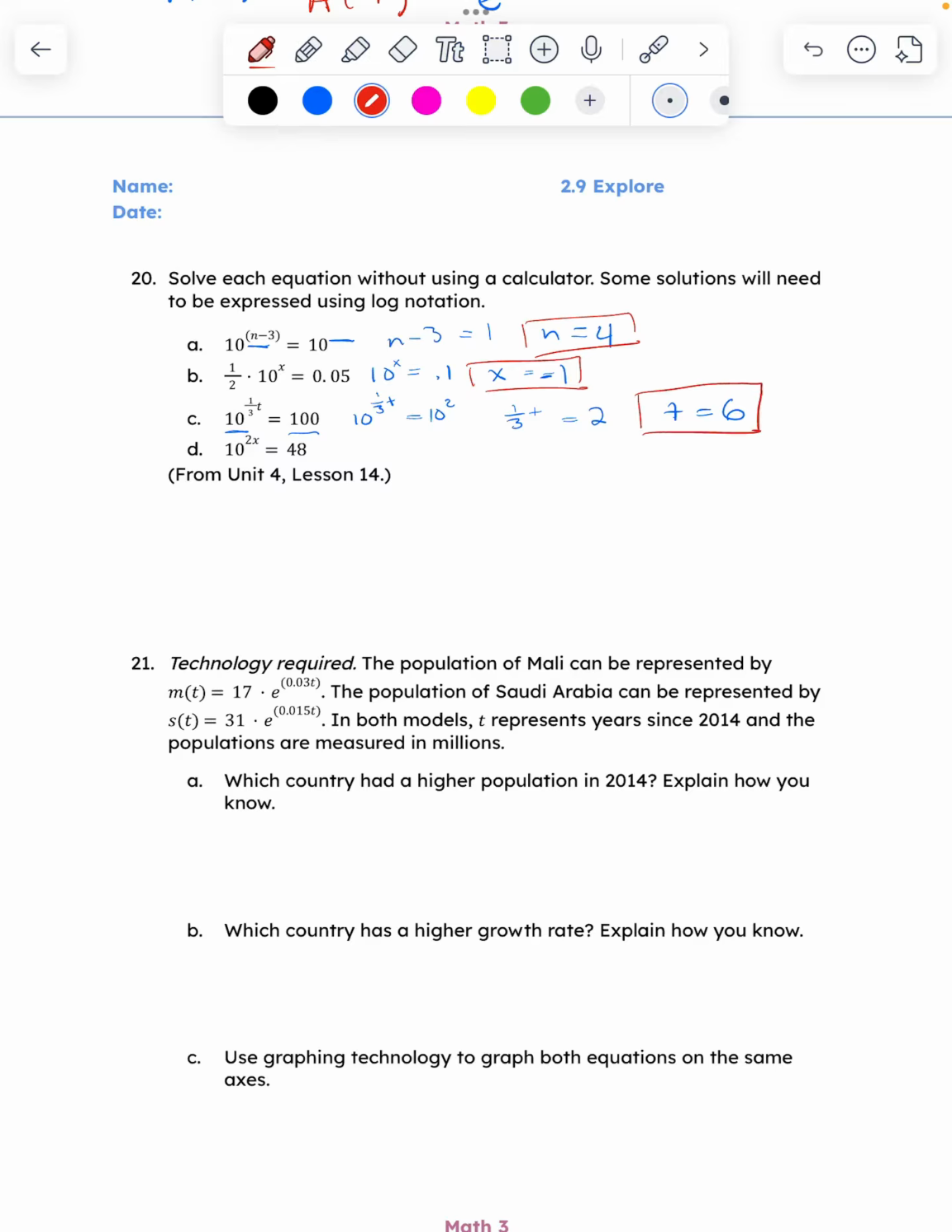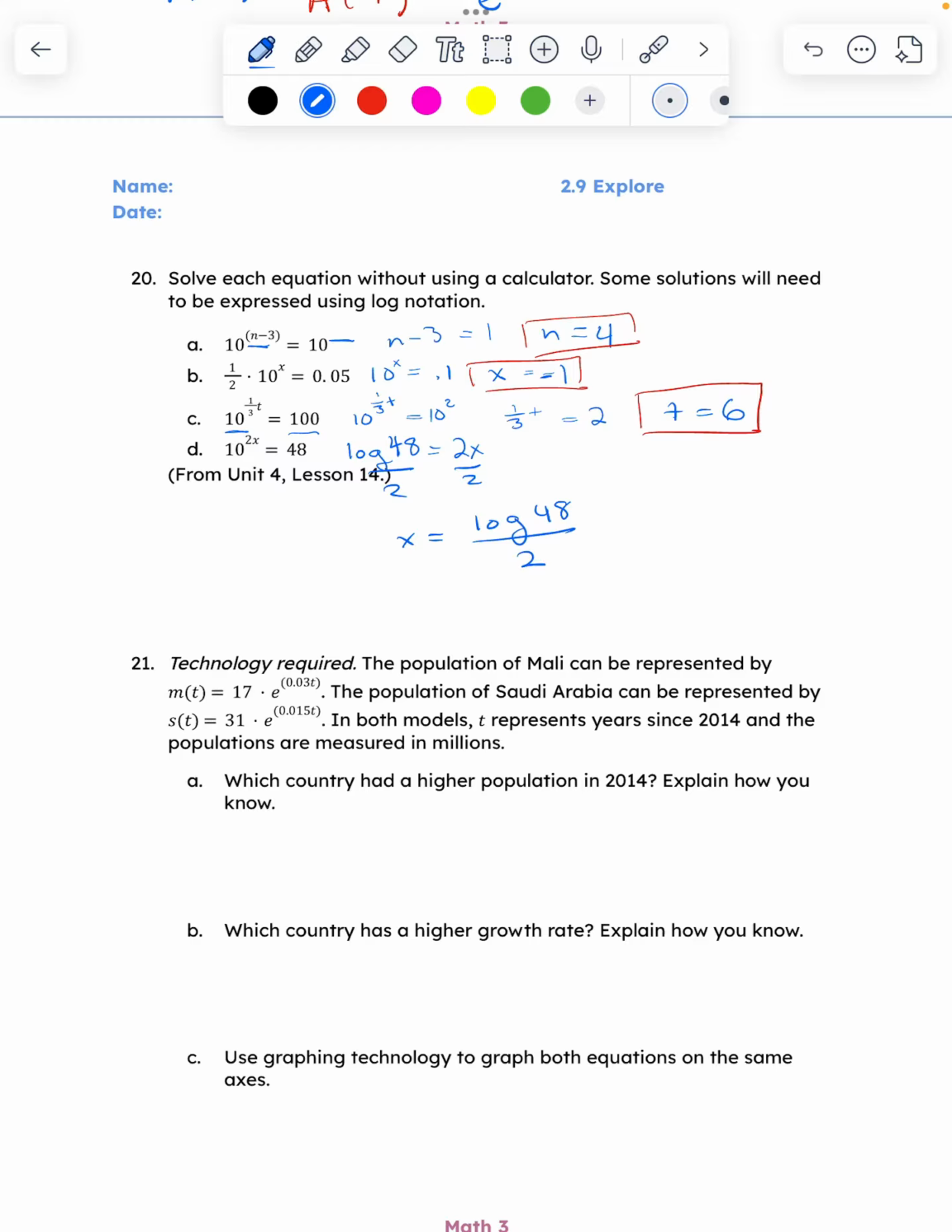This one's worse because I can't just easily rewrite 48 as 10 to some power. So I'm not gonna. I'm gonna use logs instead. Okay, I'm gonna rewrite this expression as a logarithmic expression. So I'm going to say the log of 48, so what I take 10 to get 48, is 2x. And then I'm going to divide both sides by 2 and get x equals log of 48 over 2. That's it. I'm done. I'm stopping.